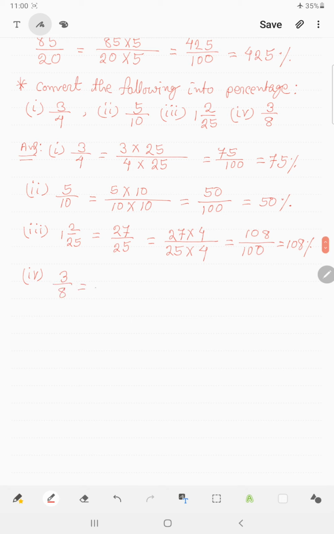Now I want to go to question number 4, that is, it is given here 3 by 8. Now students, you see it carefully, that if it is 3 by 8, then in questions 1, 2, 3, we can easily convert this denominator into 100, right? 4 into 25 is equal to 100, 10 into 10 is equal to 100, 25 into 4 is 100, it is okay. But if you have to convert this 8 to 100, you can, but it is a little bit problematic.